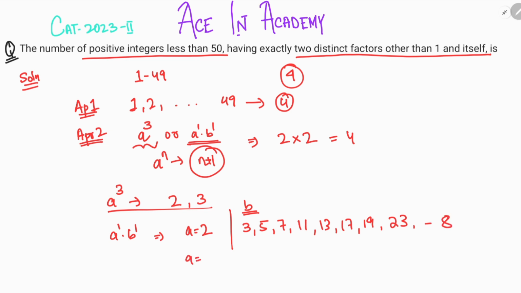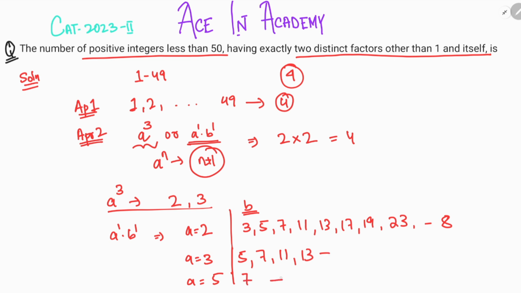Now the next case is a is equal to 3. What are the values b will take? b can take 5, 7, 11, 13, but it will not take 17 because it will be higher than the range. Now the next number we have is a is equal to 5, and the only prime number it can take is 7 because the next number will be out of the range.